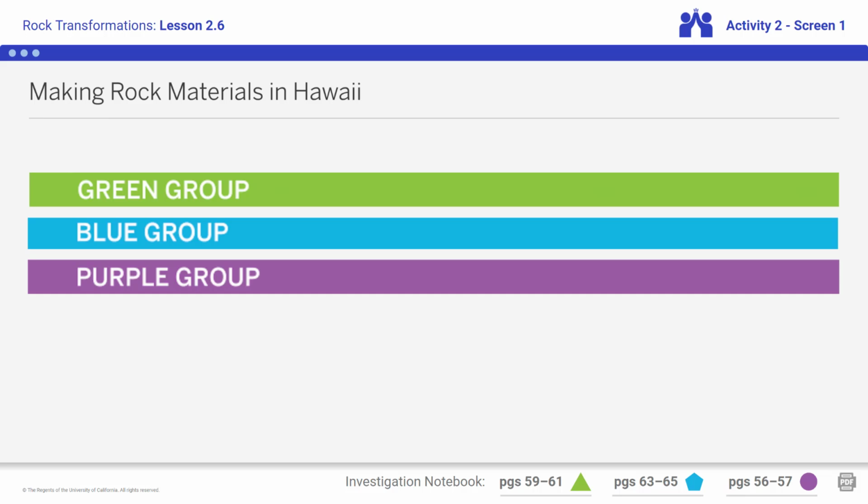If you have extra time, green group, complete the blue group activities. Blue group, complete the optional blue group activity and then move on to the green group activities. Purple group, complete the green group activities.